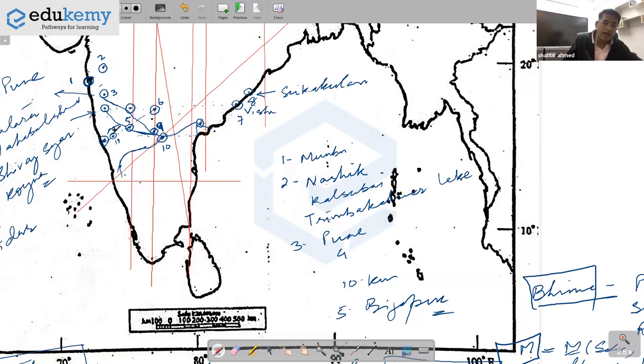The one through Belgaum is called Mallaprabha. जो north वाला है, that is Ghatprabha. Mallaprabha and Ghatprabha. If they ask you Koyna river, you just have to draw one small line near Satara. That's all. One small line near Satara as river Koyna. I'll revise this.